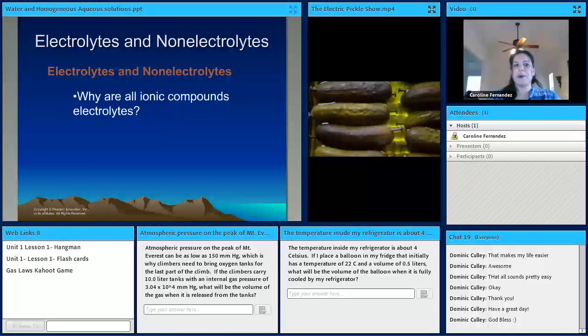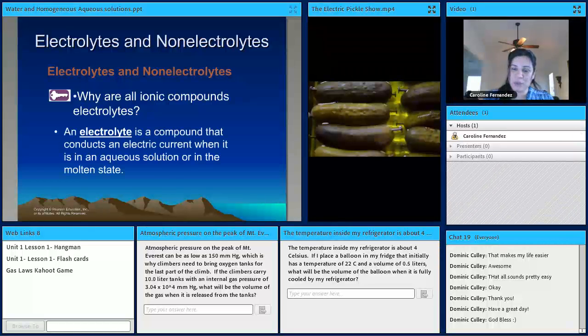All right, so here's where we come into the concepts of electrolytes. When we talk about dissolving, at least in this unit, in terms of solutions, we're going to be focusing a lot on electrolytes. But what is an electrolyte? An electrolyte is a compound that conducts an electric current in an aqueous solution.